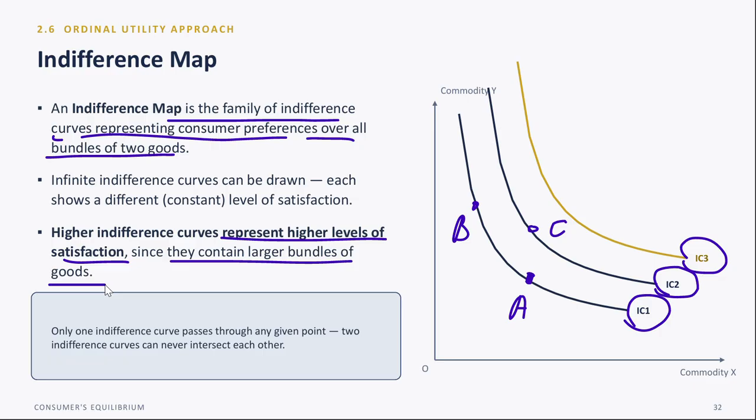Only one indifference curve can pass through any point. Two indifference curves can never intersect each other. Always remember that indifference curves can never intersect each other because two different indifference curves cannot show the same level of satisfaction.